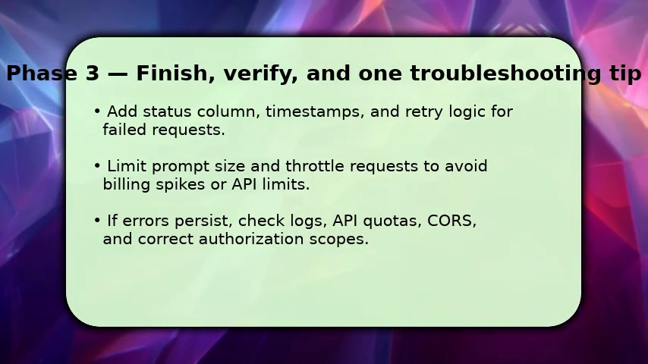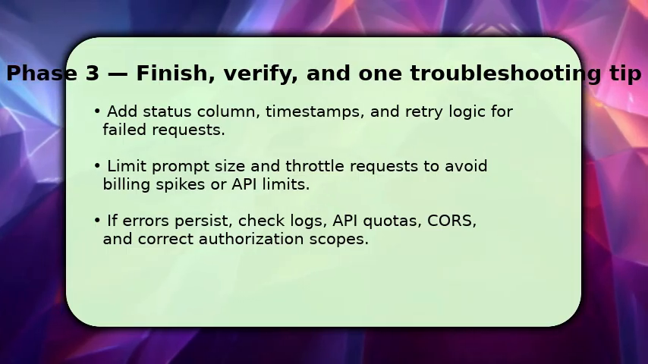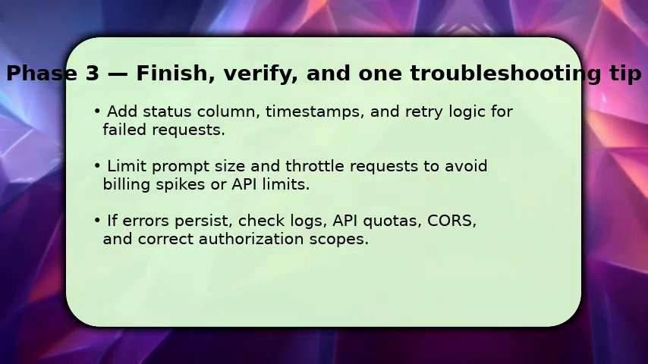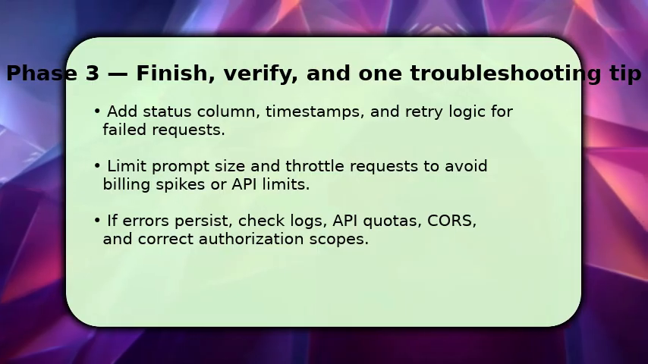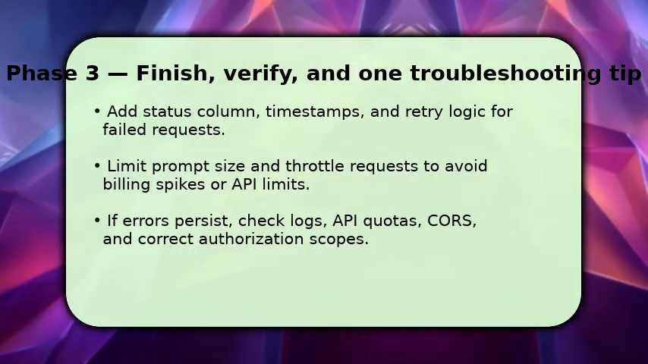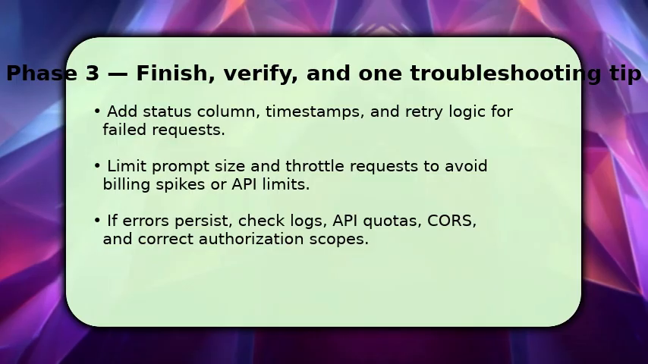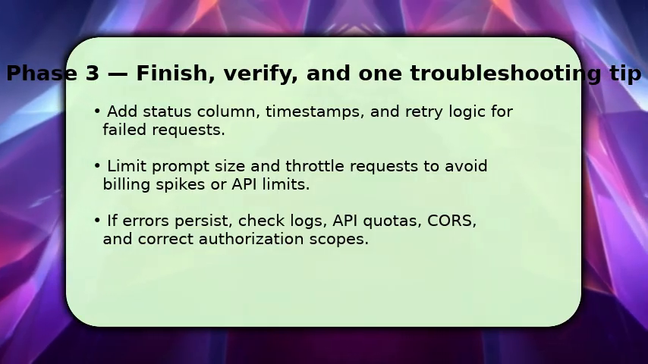Finally, deploy the script as needed and test with several prompts. If something goes wrong, inspect the app's script logs, verify API quotas and billing, confirm correct OAuth scopes, and ensure your key is valid. That single check often fixes it.